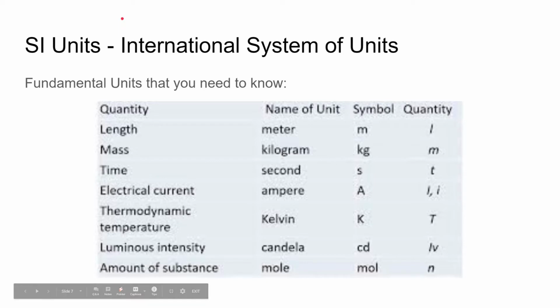And that brings us to SI units, which is the International System of Units. SI is swapped around because it's in French originally. And these are basically the fundamental units that you need to know. And obviously you'll be familiar with the first 3: length, mass, and time, meter, kilogram, and second. Of course, there are imperial measurements as well, which are inches and pounds and seconds. But in science, we obviously use the metric system.